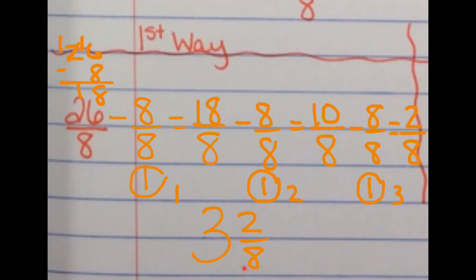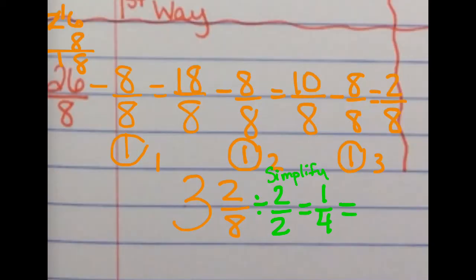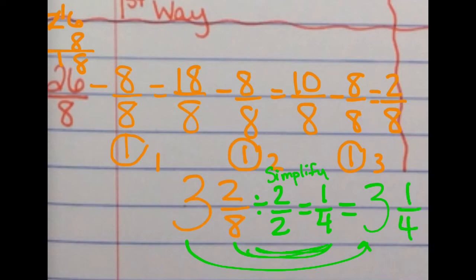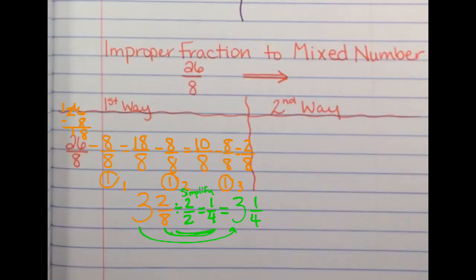Okay, and we could actually even simplify 2 8s because 2 and 8 are both even numbers, so they're both divisible by 2. So we could divide both of these by 2 and give us 1/4. So we could even simplify this to be 3. Our whole number stayed the same. We just simplified our fraction part right here. So it would simplify to 3 and 1/4. That was one way to change an improper fraction to a mixed number.